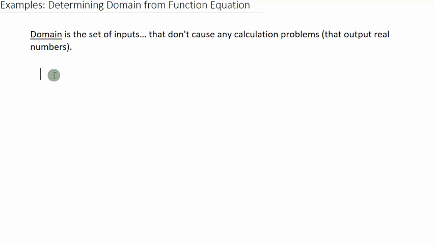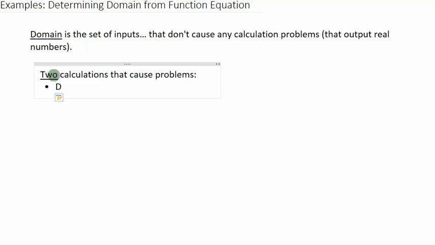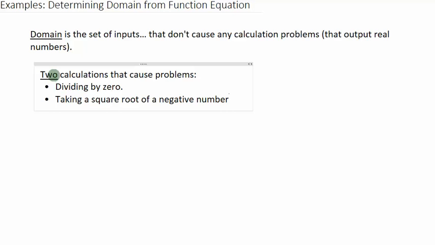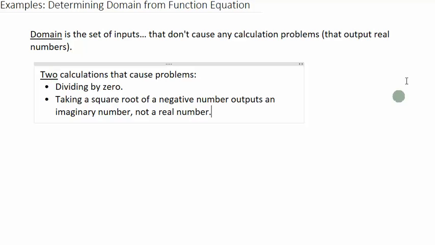What are these calculations that we're talking about? Well, there are two calculations that cause problems, that don't output real numbers. The first one is dividing by zero. It doesn't even output a number, right? It's undefined. You can't divide by zero in any case. The second one is taking a square root of a negative number. You can take a square root of a negative number, but it outputs an imaginary number, not a real number. So those are the two things we want to avoid happening, okay?